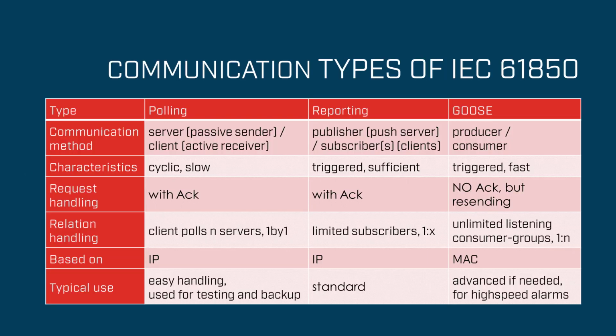For example, there are 3 ways of transmitting data included. One, called polling, is easy to configure but inefficient. The second one, named reporting, is efficient. And the third one, named GOOSE, offers hard real-time communication but can be more complex to configure.